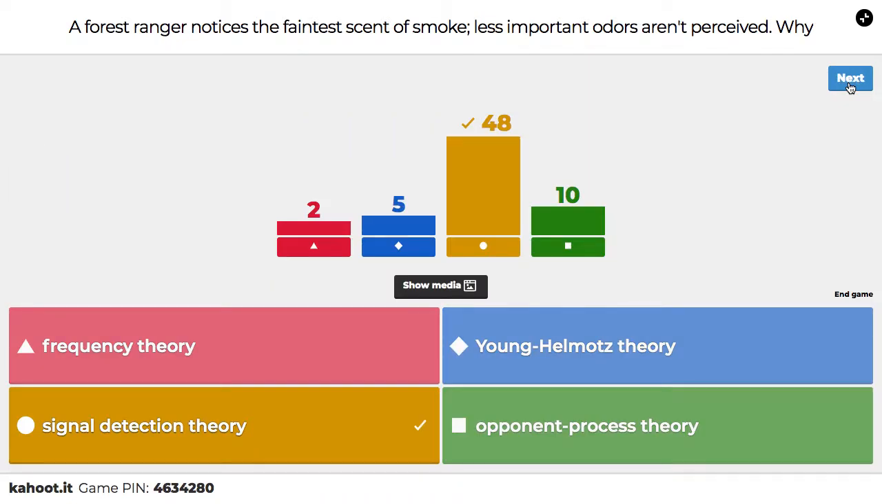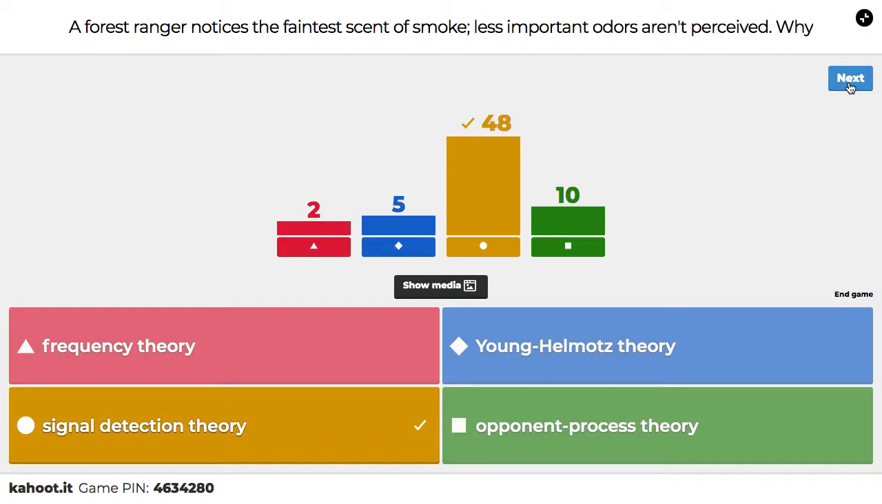Okay, so I want to go over this. Signal detection theory is adding a psychological top-down processing element to absolute threshold. So a forest ranger, it's probably more important for him to smell smoke than to smell perfume. I don't know, I can't think of something.